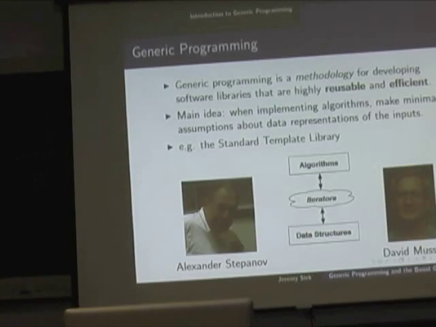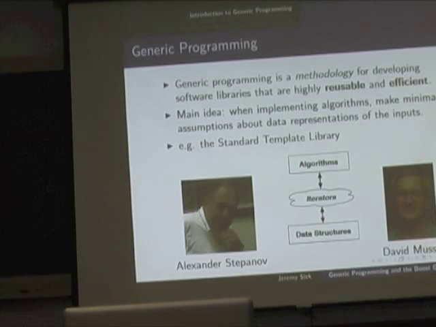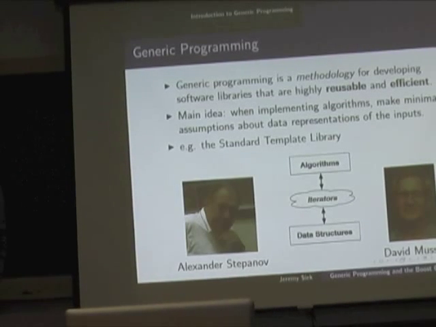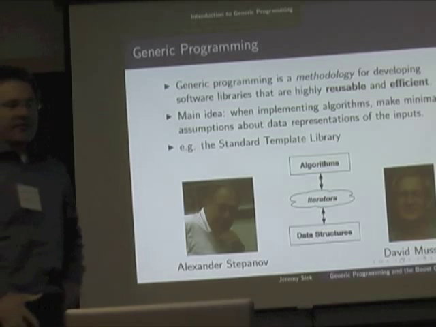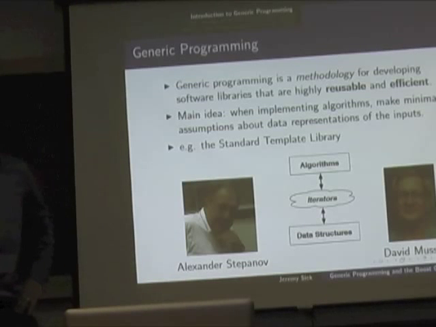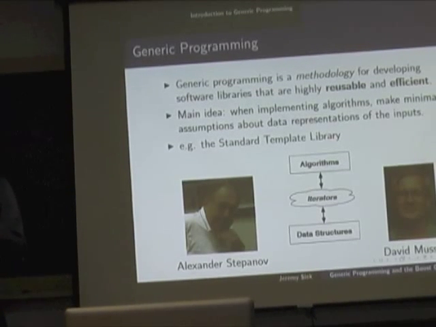So where does generic programming come from and what is it? Generic programming, I'm going to stress, is a methodology for developing software libraries. You'll often hear the term generic programming get mixed up with language features, like templates or what's called generics in Java. Sometimes I think people get the methodology and the language feature mixed up. They're two different things.